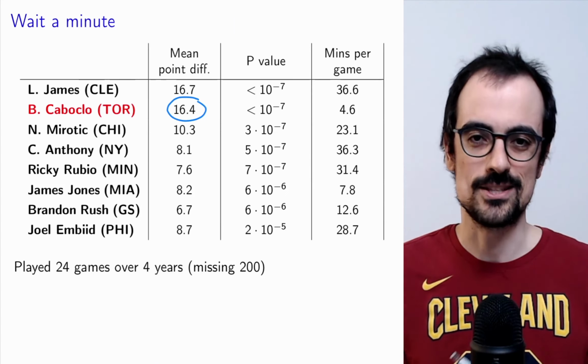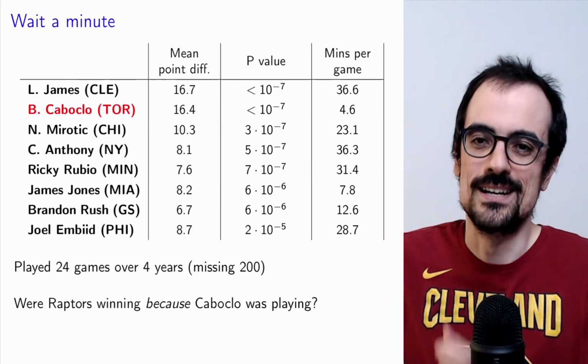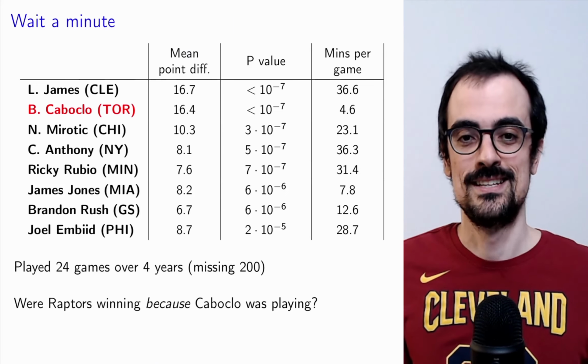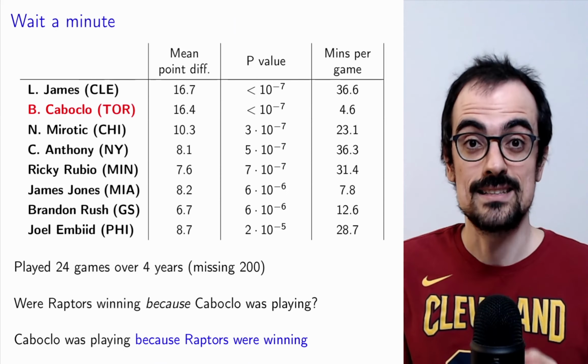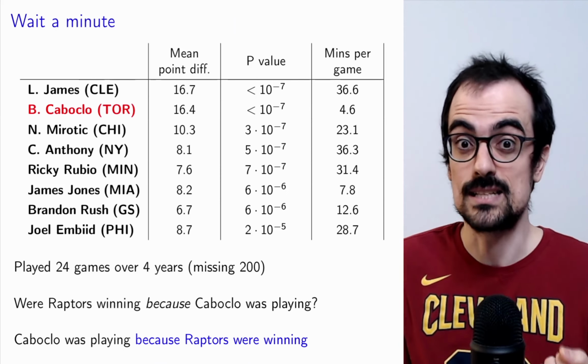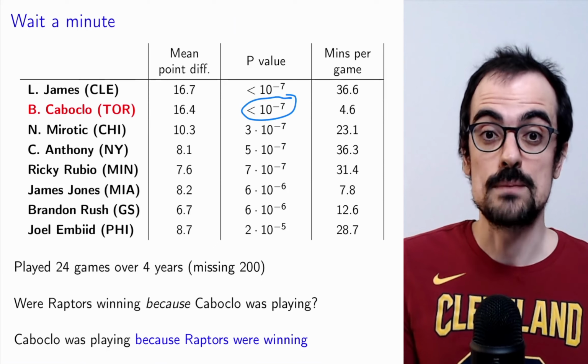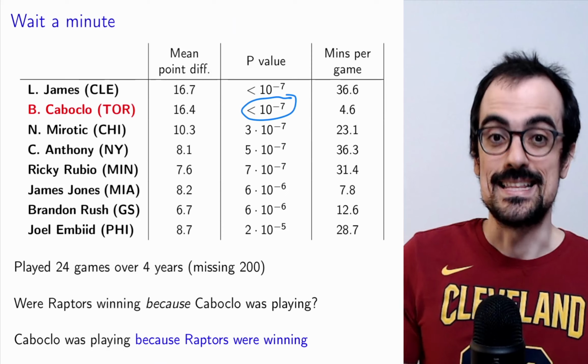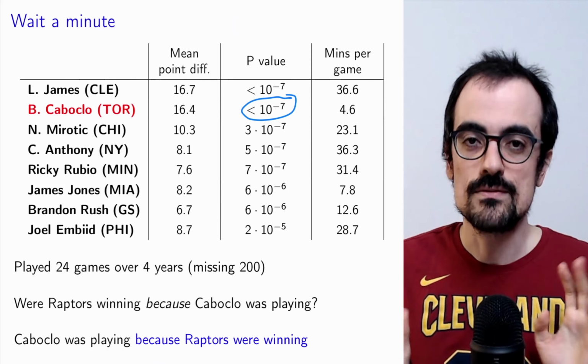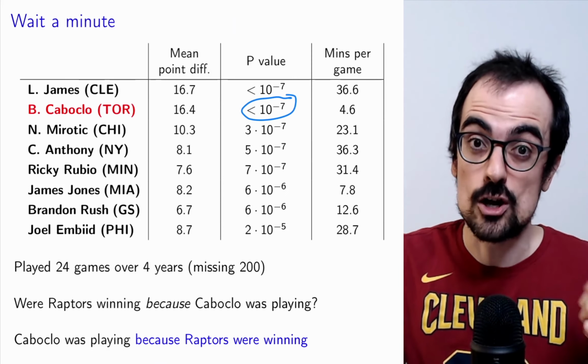So, do you think that the Raptors were winning because Caboclo was playing? Think about it for a moment. Well, no. It's quite obvious that they were making him play when they were winning by a lot. Caboclo was playing because the Raptors were winning. This shows that in hypothesis testing, a result can be statistically significant, and this result is definitely statistically significant. We know that the Toronto Raptors were much more likely to be winning by a lot if Caboclo was playing than if he was not. It's definitely statistically significant, but that does not imply a causal effect.